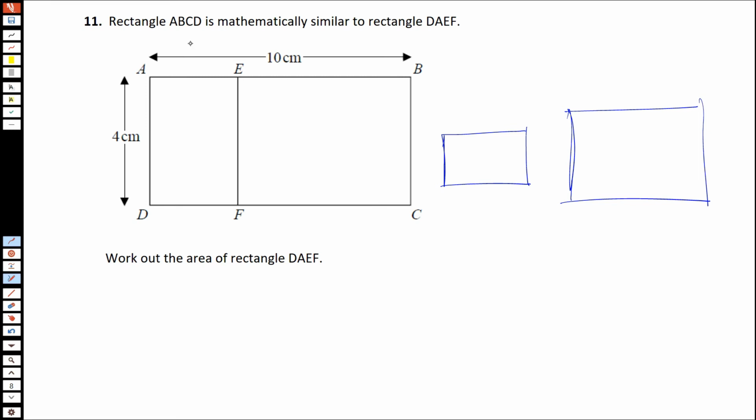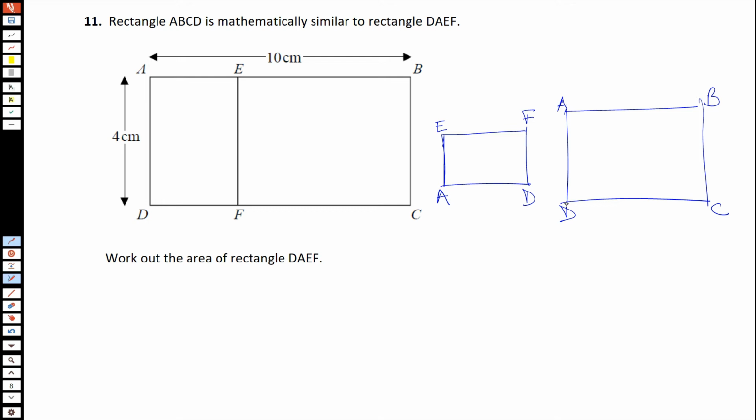So the smaller one is this one here, which is DAEF, this one. So if I rotate it anti-clockwise 90 degrees, I'm gonna end up with this rectangle here, ADFE, but the other one remains the same, ABCD. So what you're interested in here is basically identifying the corresponding lengths.